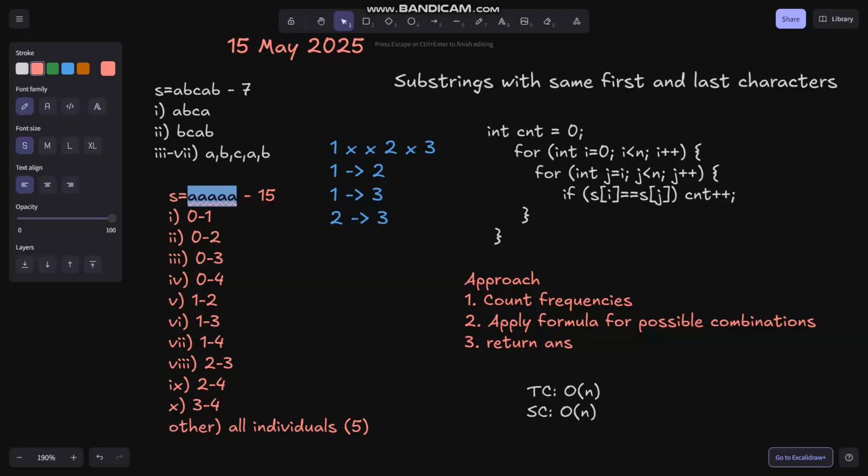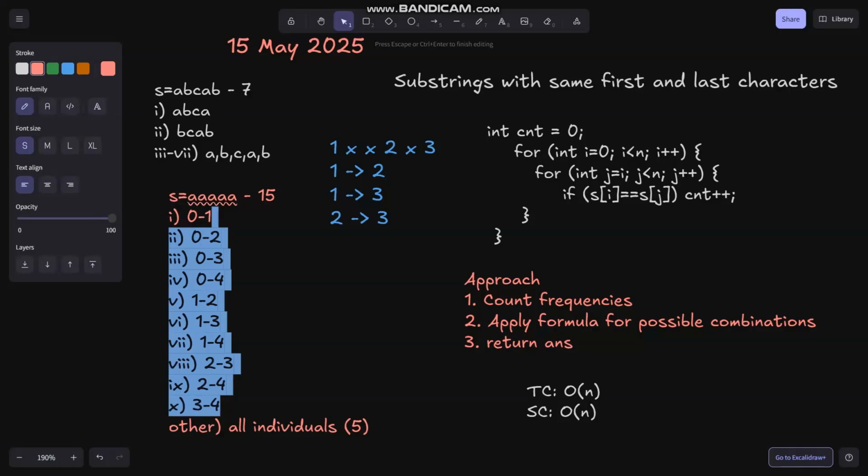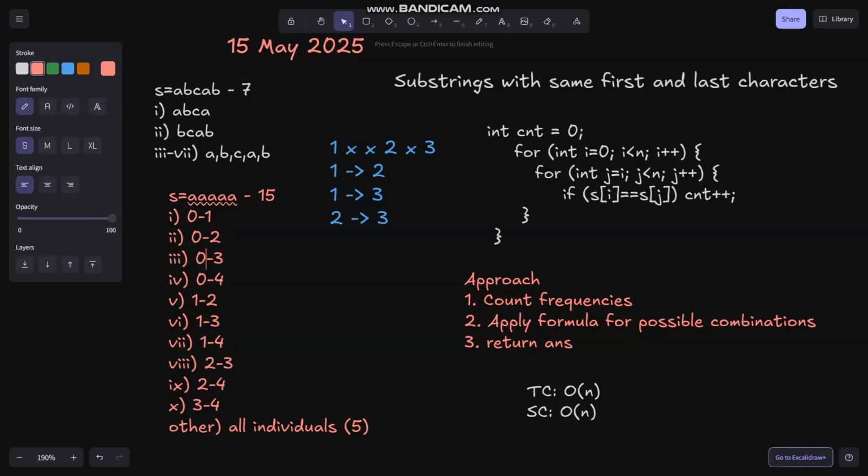So first of all, let's see the actual substrings, and then we'll continue with our formula. Here I've written the indexes rather than writing A's because it will get mixed up. So index 0 to 1, both are inclusive, index 0 and index 1. Then 0 to 2 means this, 0 to 3 means these things, right? And 0 to 4, similarly I've written all the indices. So these are possible substrings of length more than 1. Then all the individual characters are also considered a valid substring. So the answer this way gets 15.